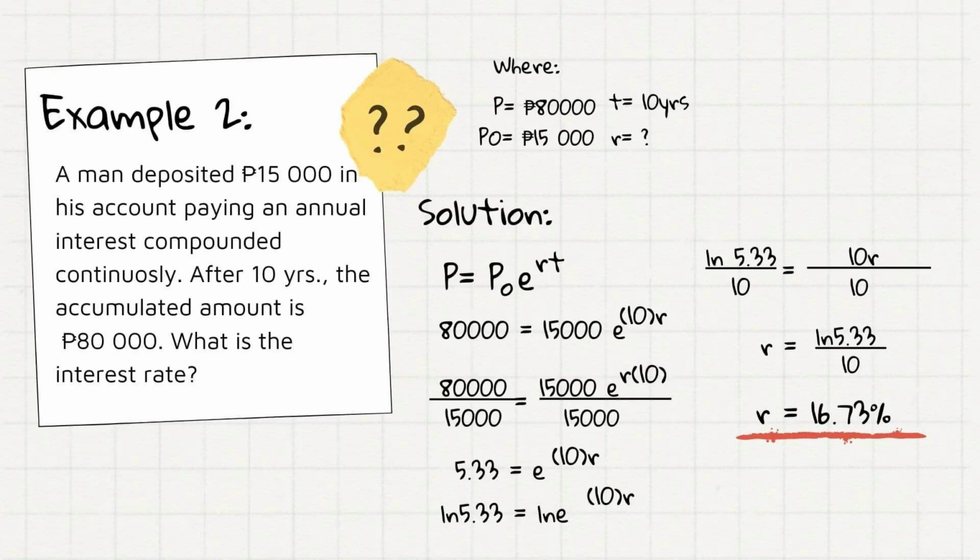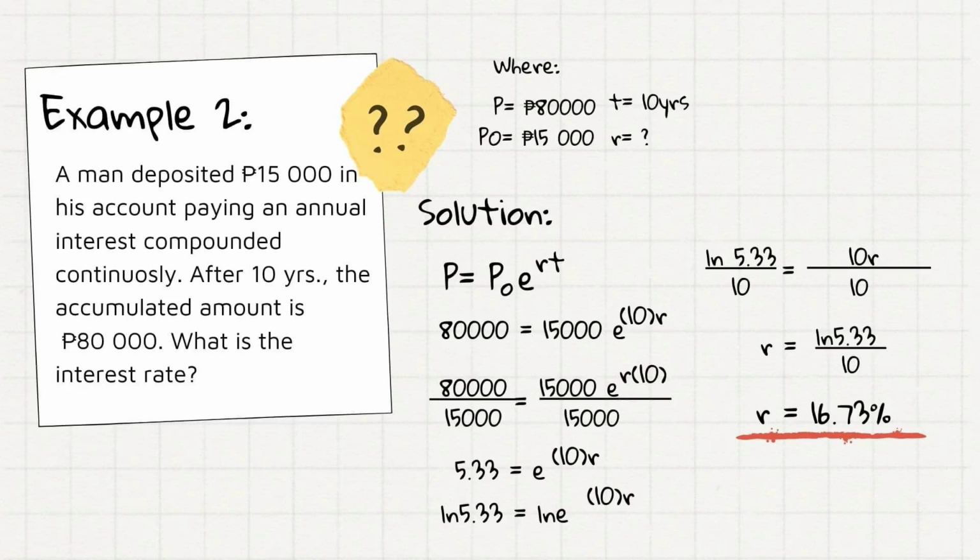Now, for the next step, let us recap what we have learned on the concept of natural logarithm. To eliminate the e, put natural logarithm on both sides. So ln 5.33 is equal to ln e raised to the power of 10r. The ln of e is removed, so what remains is ln 5.33 equals 10r. Now, to get the rate, divide both sides by 10.